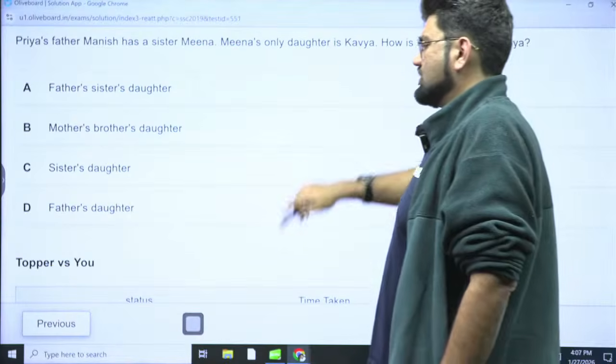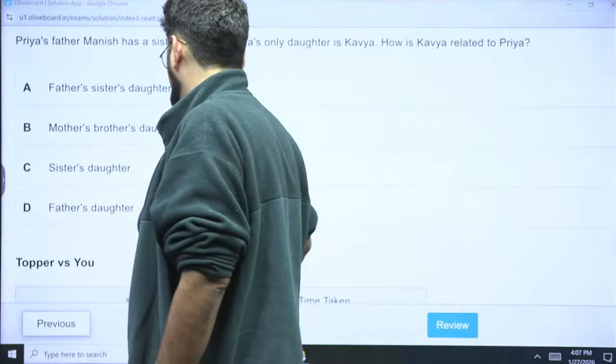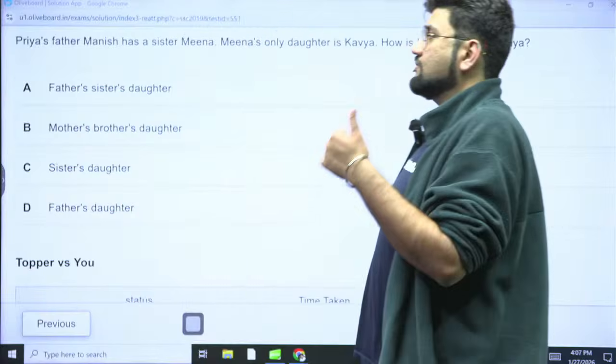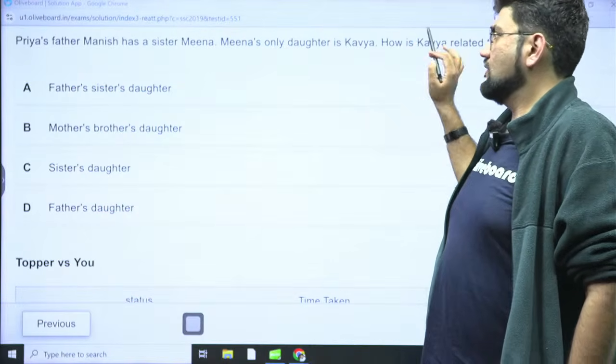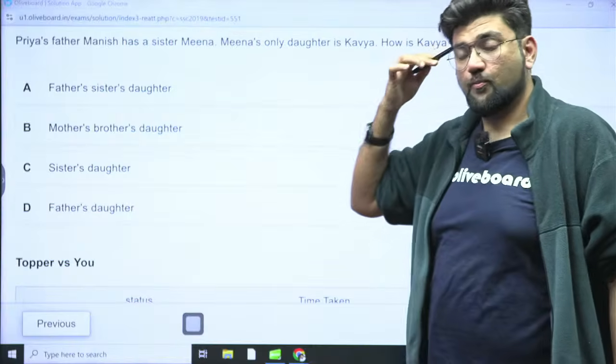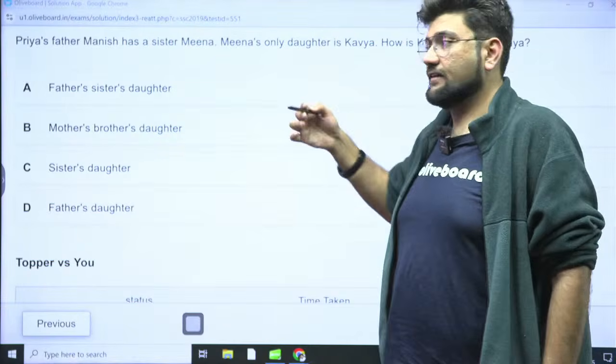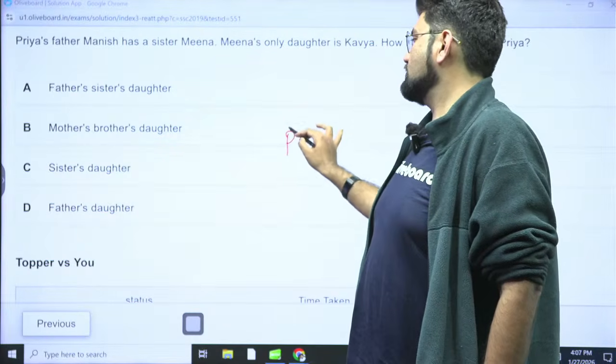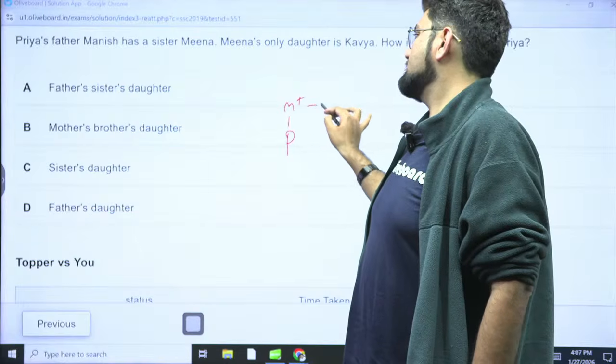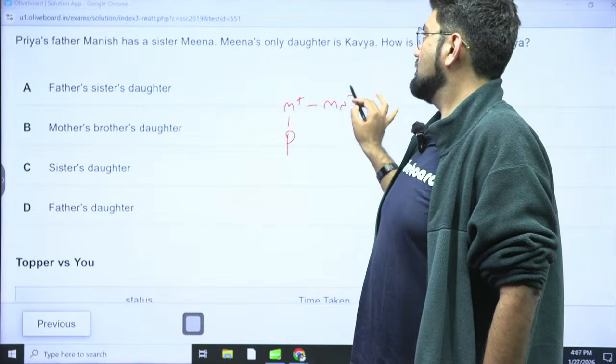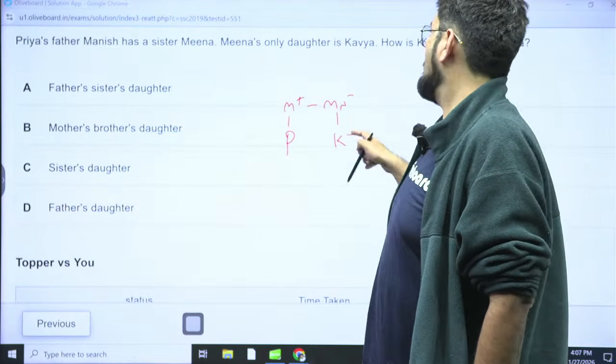Some majority of the questions you could have solved directly only. Okay. Priya's father Manish has a sister Meena. Meena's only daughter is Kavya. So hope you are able to now build that in your head right away. Priya has a father who is Manish. Manish has a sister Meena. Meena's only daughter is Kavya. How is Kavya related to Priya?